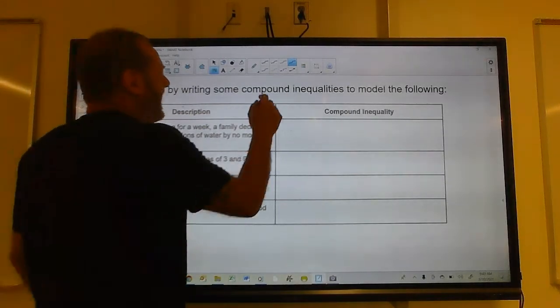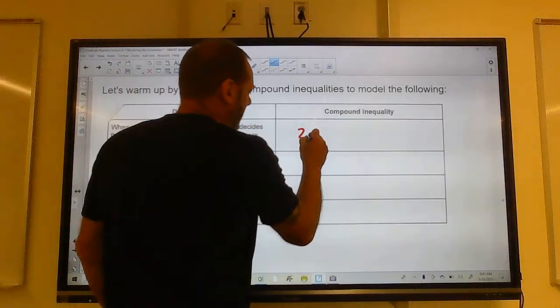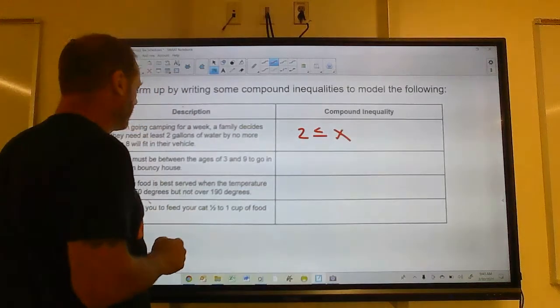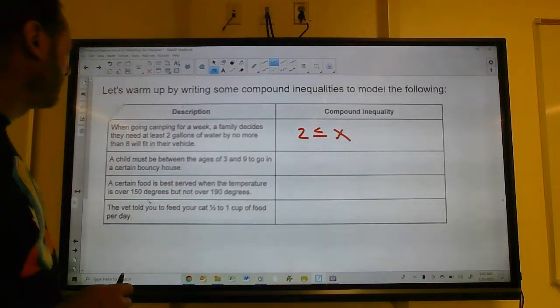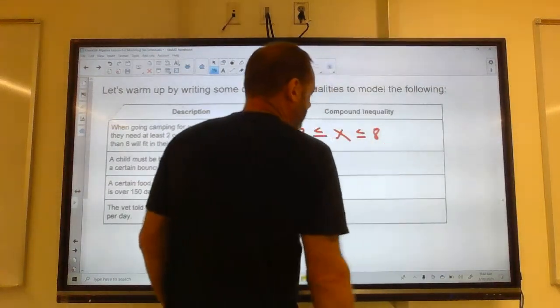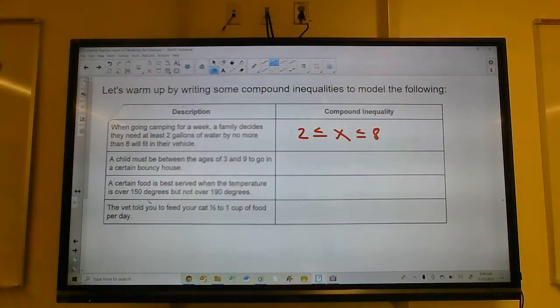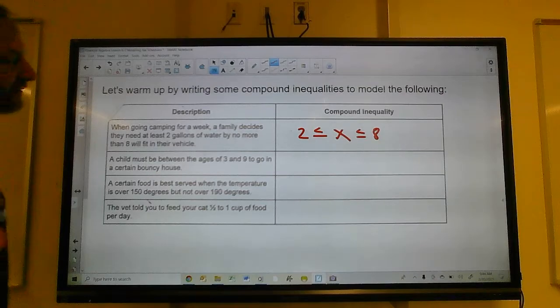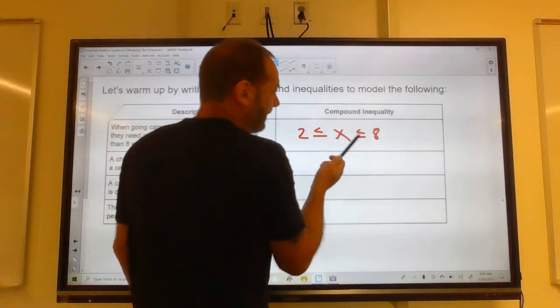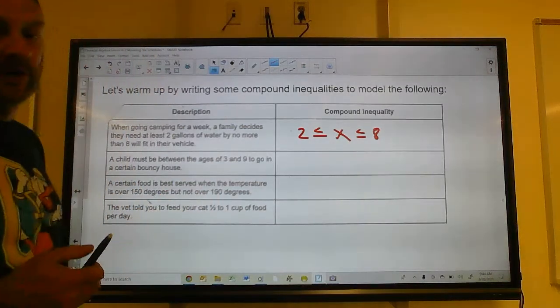Okay, so it's going to be at least 2 gallons. So 2 gallons is the minimum. It's going to be less than or equal to the amount that they bring. But they can bring no more than 8 gallons, so it's going to be less than or equal to 8. So there's my compound inequality. It's an inequality because I've got a less than or equal to sign, or I can have a greater than or equal to sign, or a less than or greater than sign.